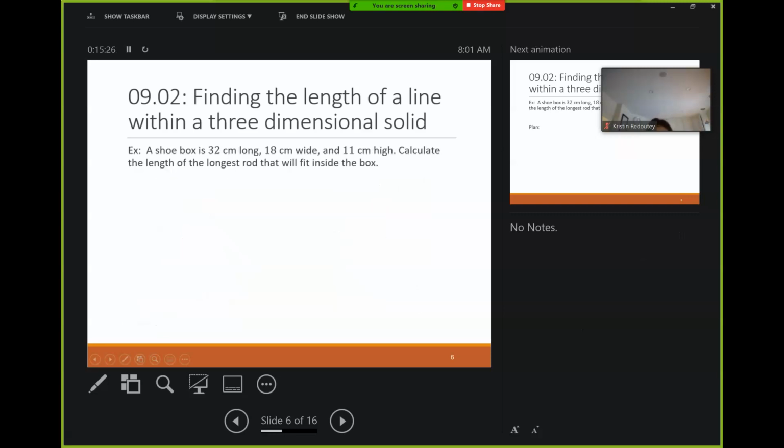Okay. So let's do some examples here now. So here, this first example says that we have a shoebox that's 32 by 18 by 11. And we want to find the length of the longest rod that'll fit inside the box.